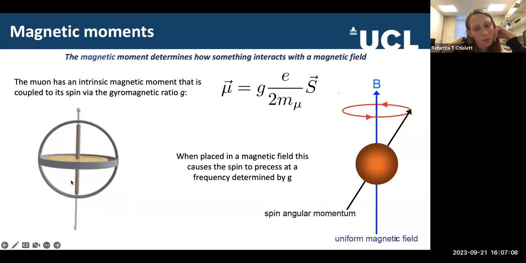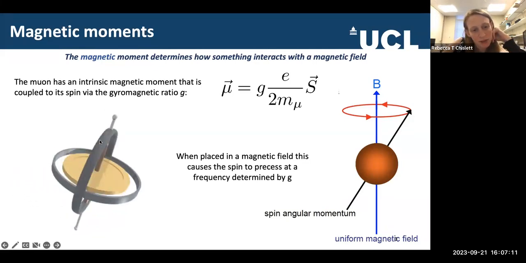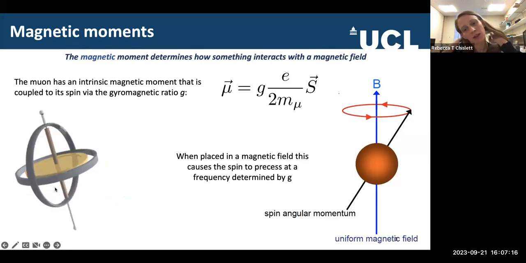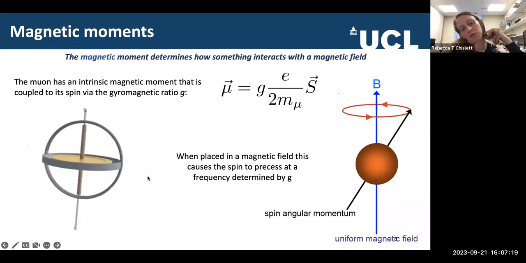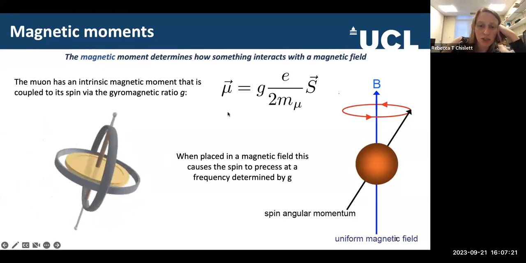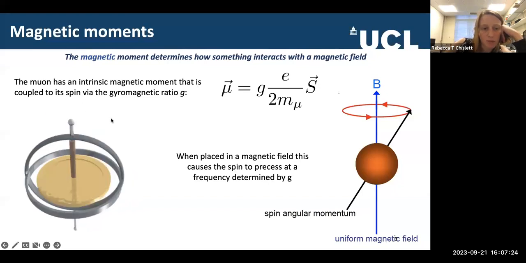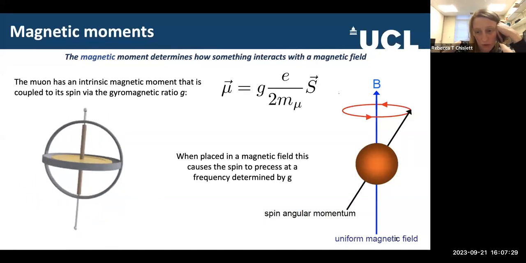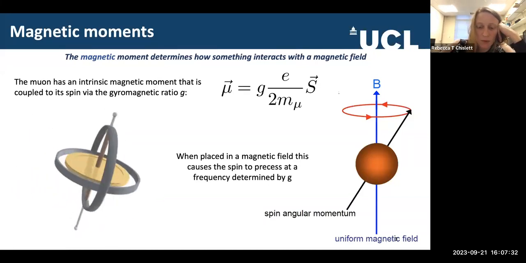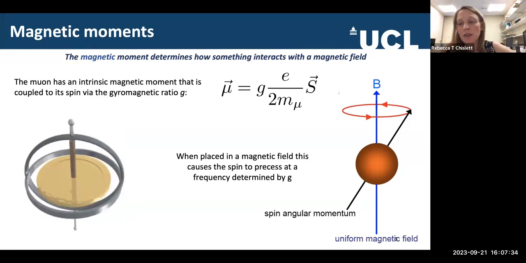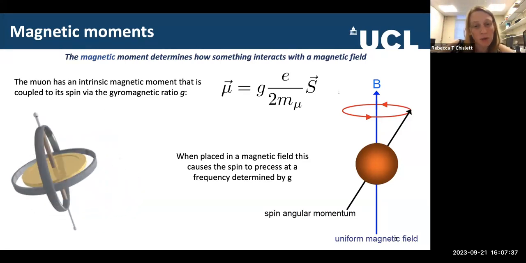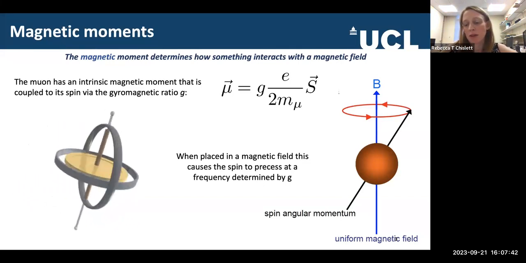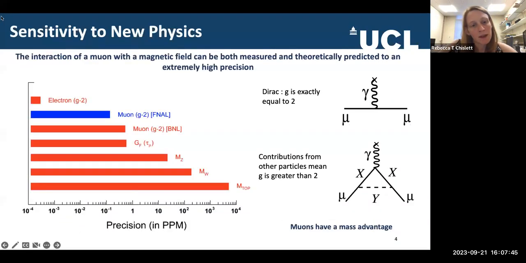And what this means is that when a particle is placed in a magnetic field, its spin precesses around the magnetic field, and the frequency of that precession is determined by this G factor. And so by measuring the spin precession, we can see the strength of the interaction of the muon with a magnetic field. And we want to measure this to really high precision so that we can compare it to the theoretical result, which we can also calculate to incredibly high precision. And then we can see if there's any discrepancies there.